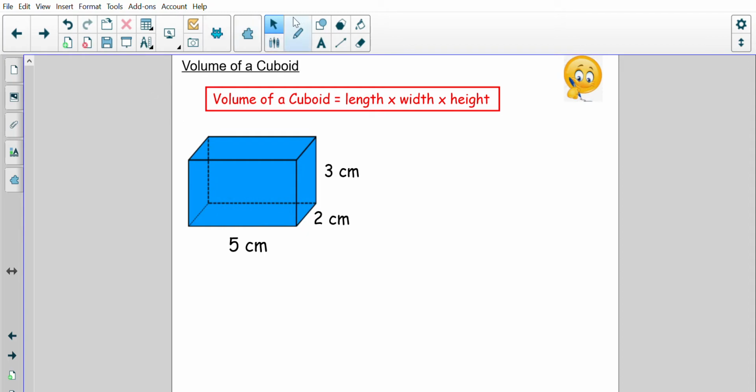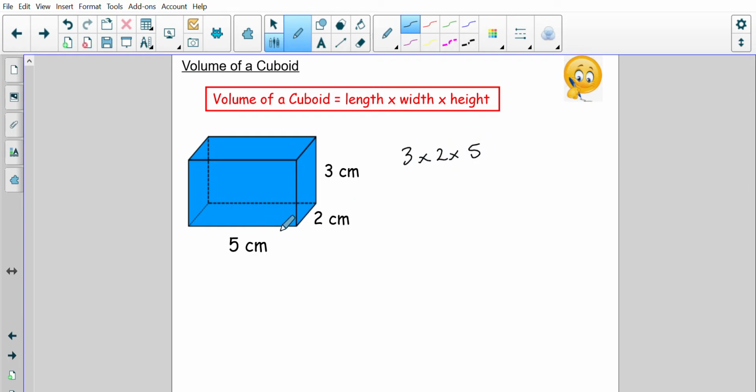So if we wanted to find the volume of this cuboid, we'd simply multiply the 3 lengths, the 3 dimensions together. 3 times 2 times 5, it doesn't matter about the order. I've chosen this order, so if I multiply the first 2, it gives me 6, and then I times that by 5, I get 30, and the units of volume are centimetre cubed. So the total volume of the cuboid is 30 centimetre cubed.